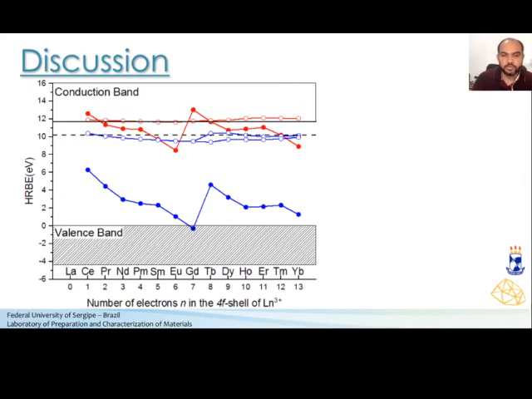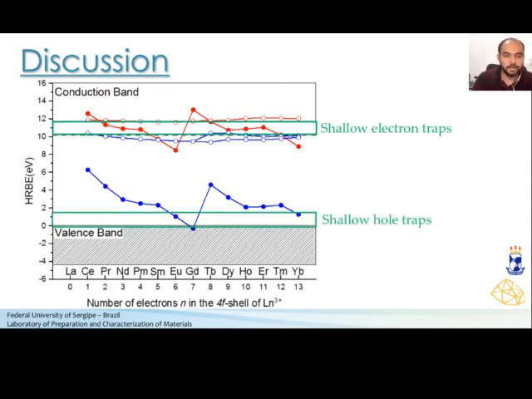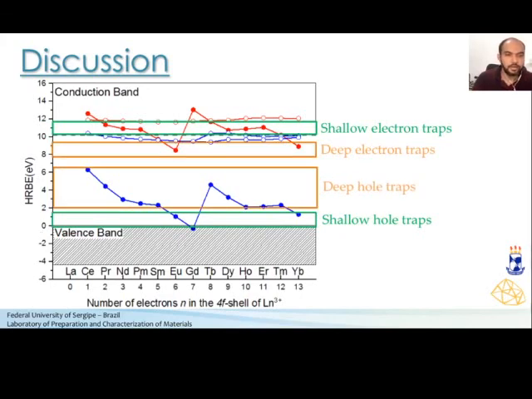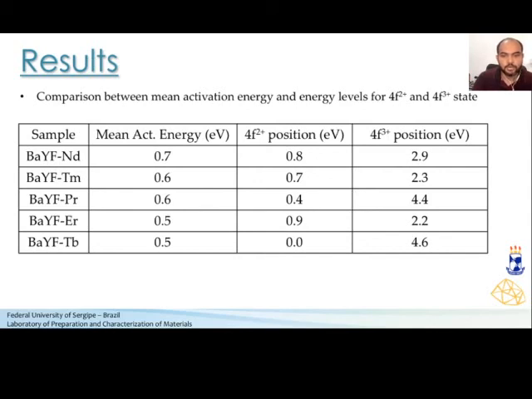So, according to Professor Adriano, the lanthanide levels located just below the conduction band and just above the valence band can work as shallow traps and hole traps, and the levels located more distant in this region can work as deep traps. And then, taking into account the position of the ground state of lanthanide 2+ and 3+, and the activation energy found from TL, we conclude that, except for terbium, the 4f 2+ levels work as electron traps in this sample.